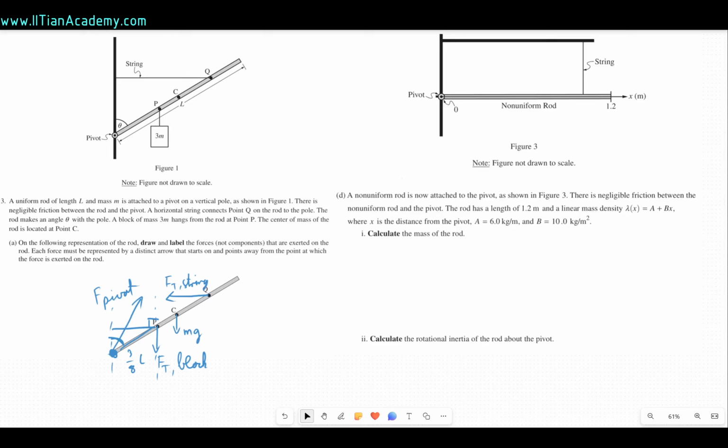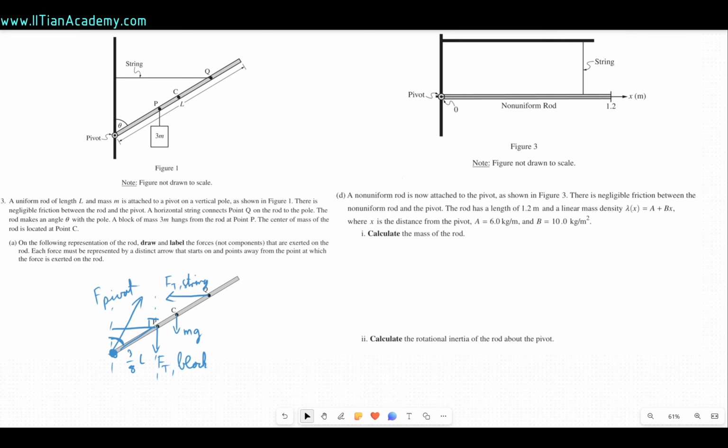So in part D, we have a non-uniform rod attached to the pivot as shown in figure 3. We have negligible friction at the pivot, and we're told the length and the mass density, which is a function of lambda. So first we need to calculate the mass of the rod.